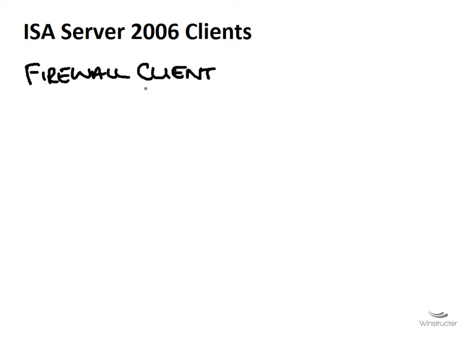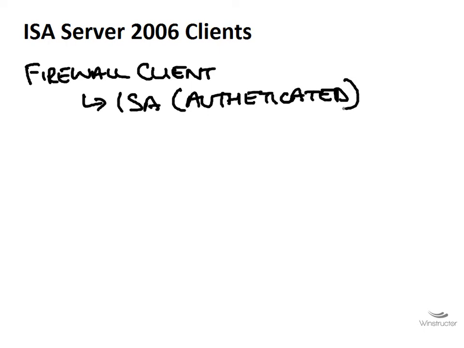Firewall clients require a little bit of software to be installed on the computer, and its job is to contact the ISA server each time the computer needs to access resources on the internet. So this firewall client will require it to be authenticated by the ISA server, and it will filter the computer's request based on the firewall rules and the application filters. Now, the firewall client is also the most secure of all of the types of client.